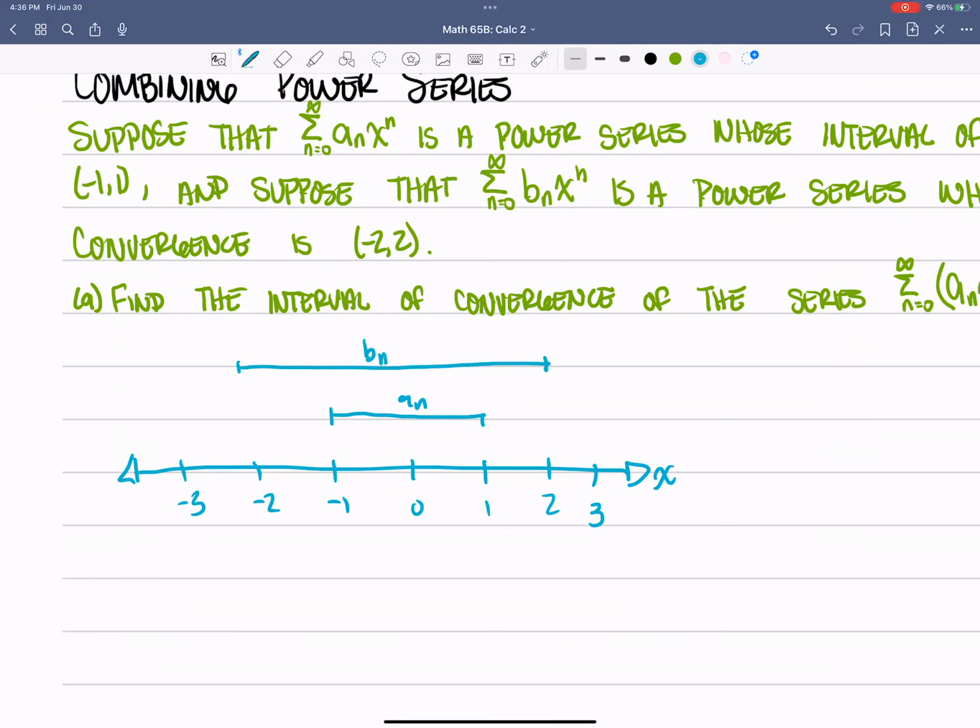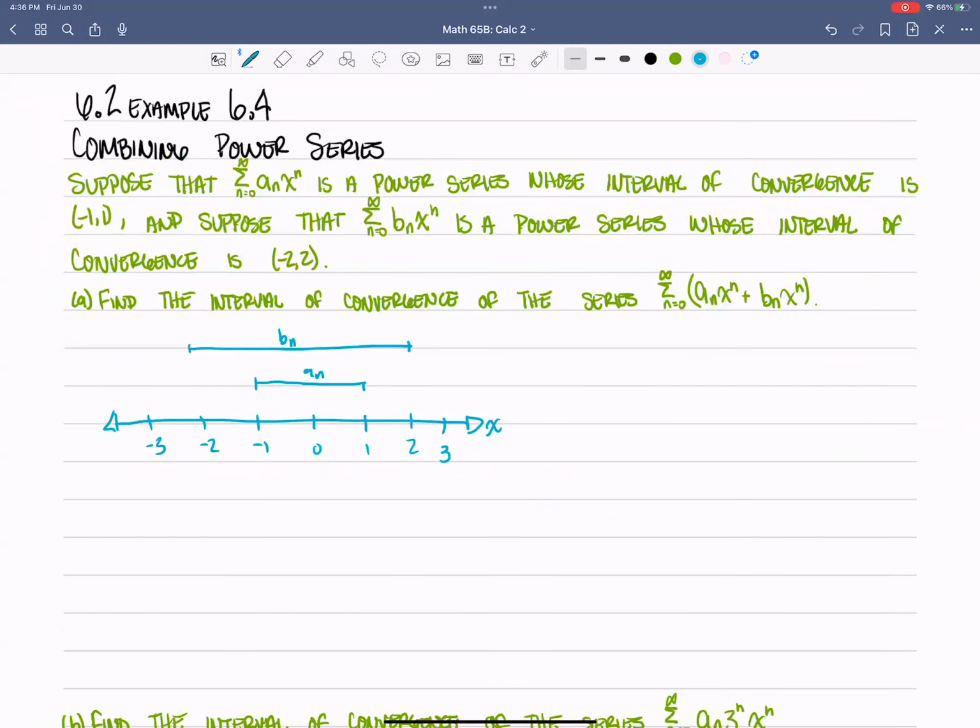If we were to look at these two and combine them, we would have to only look at the places where both of them are converging. Where both of them are converging is this interval right here. We cannot include these values here because A sub n does not converge at those points. I'm not going to say it necessarily diverges, but it just does not converge.